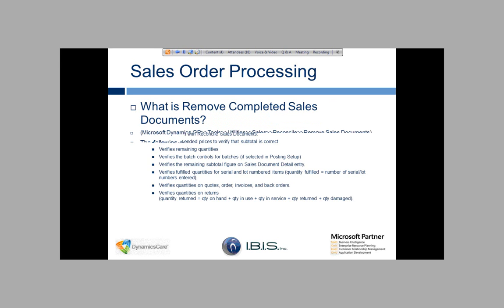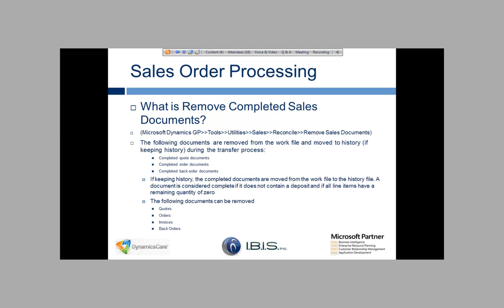The next one is, what is remove completed sales documents? The path to this window is Microsoft Dynamics GP, Tools, Utilities, Sales, Reconcile, and Remove Sales Documents. Now, when you run this particular routine, and this is a utility, as I have mentioned in the past, if you run a utility, always make a backup, and you want to make sure people are out of the system when you do this.